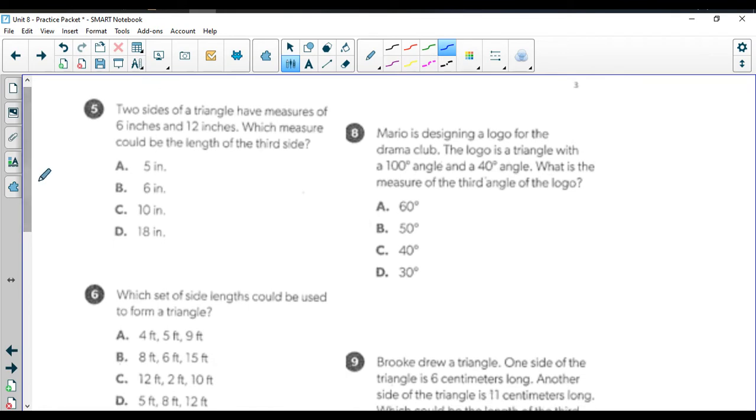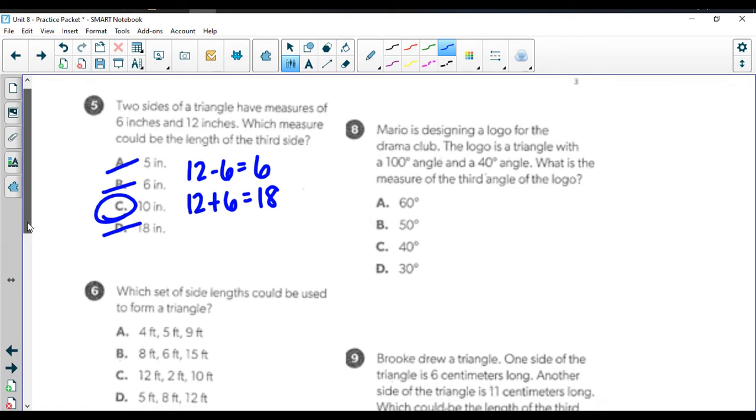For question number 5 on number 3, two sides of a triangle are 6 and 12. Which one could be the third side? So again, we're going to subtract. 12 minus 6 is 6, and add. 12 plus 6 is 18. So my sides need to be somewhere between 6 and 18. They are not allowed to be 6 and 18, so I cross those off. 5 is outside the range, so C at 10 inches is my answer here.